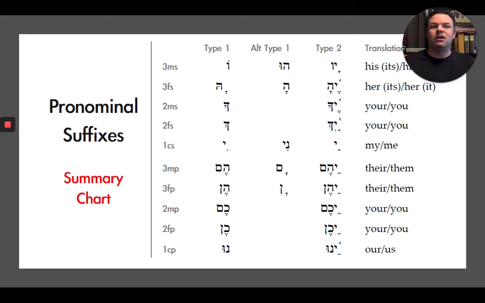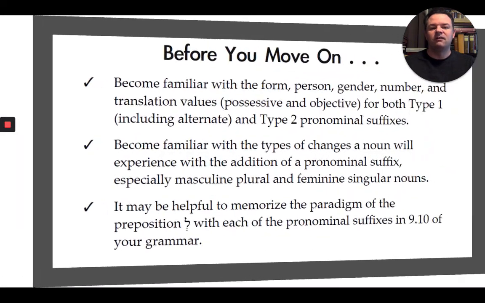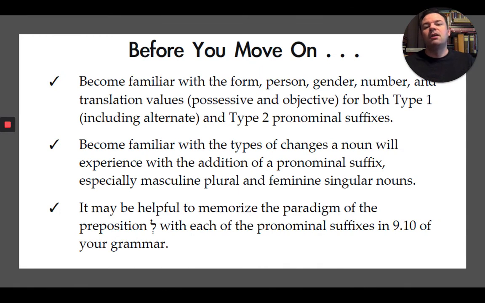So don't be like, oh no, there's another chart. It's not. It's just trying to put it all on one slide on one piece of paper. So before you move on, become familiar with the form, that is how words are spelled, person, whether it's first, second, or third person, gender, whether it's masculine, feminine, or common, number, right? And so number is whether it's singular or plural. And then translation values, whether something is possessive or objective. So just get familiar with those.